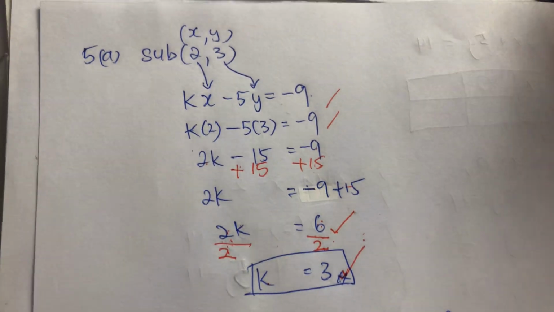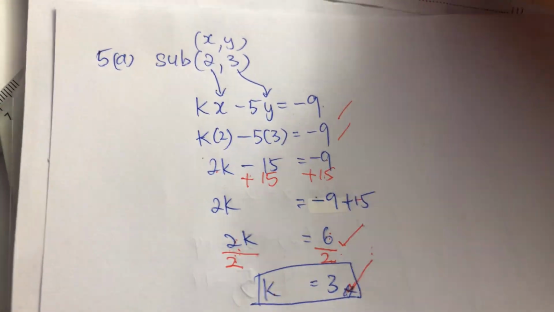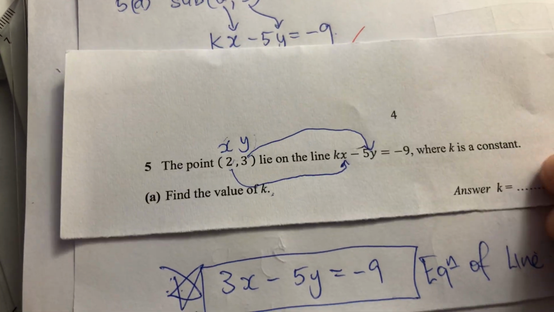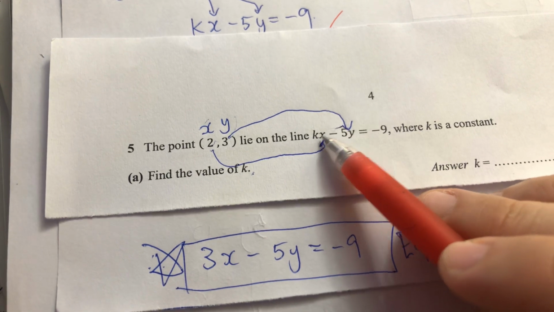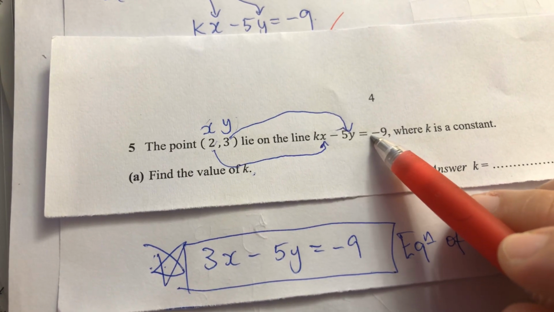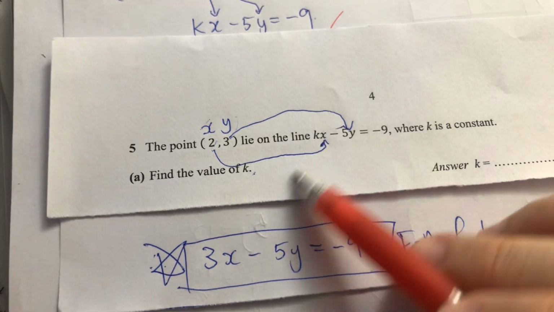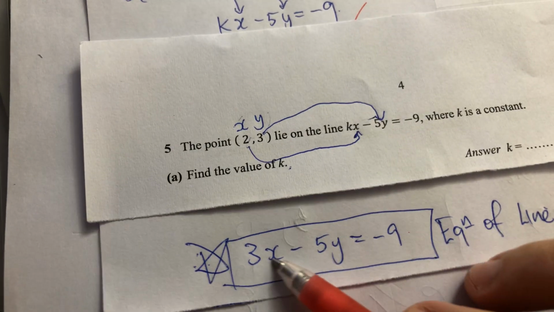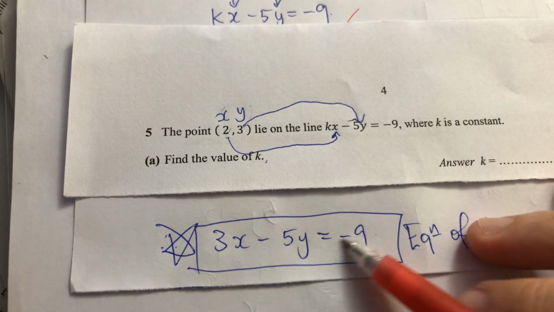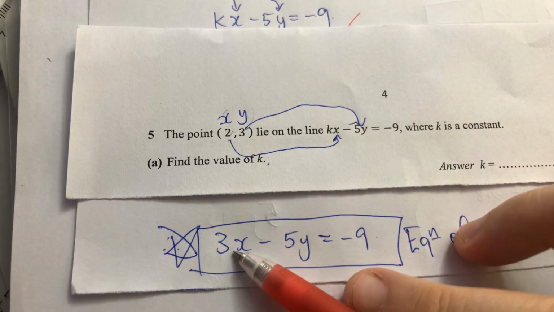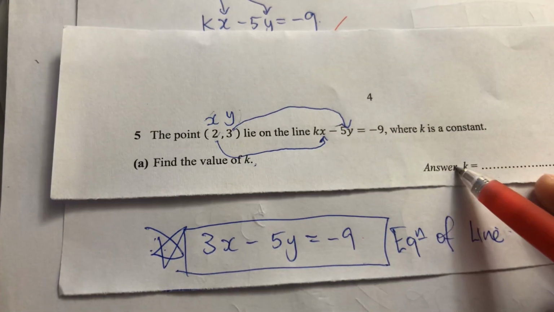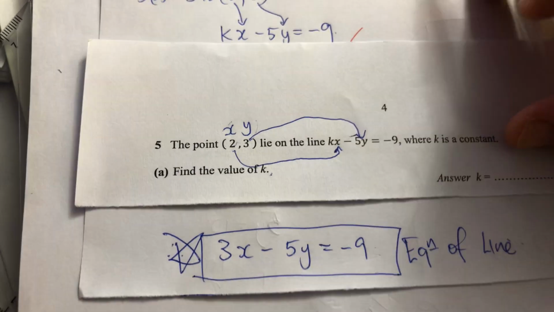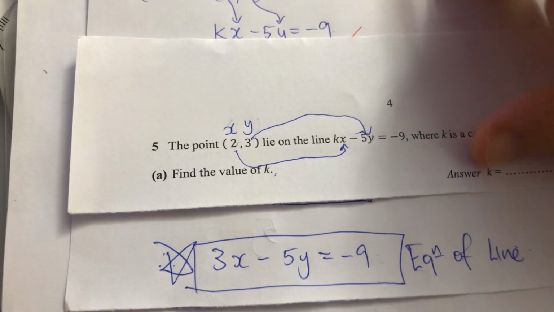What this means is that the original equation, here, is actually kx minus 5y equals minus 9, right? It's actually 3x minus 5y equals minus 9. So you have to draw the graph for this equation later. k is no longer unknown after part A. k, you have found it to be 3. So you can use this from now onwards. Alright, now let's move on to part B.